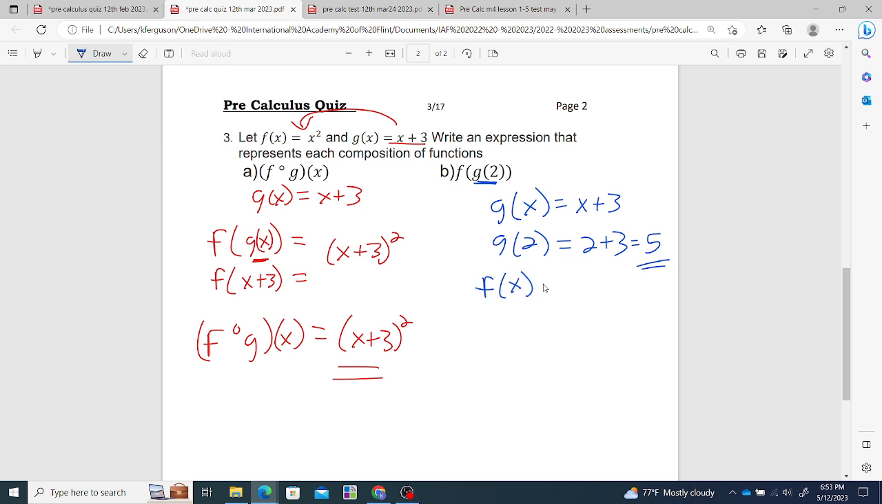So let me put f of x first. F of x is x squared. So I want f of 5. Let me make sure you understand. G of x is x plus 3. I want g of 2. So I replaced x with 2. Got 2 plus 3. 2 plus 3 is 5. So now that 5 is what goes in here. So f of 5 equals 5 to the second power. So that equals 25. And that's my answer.